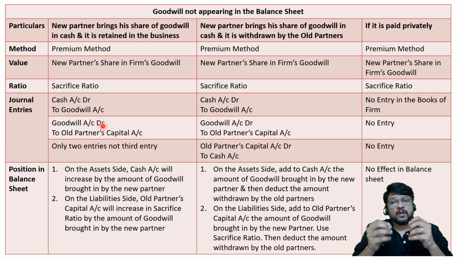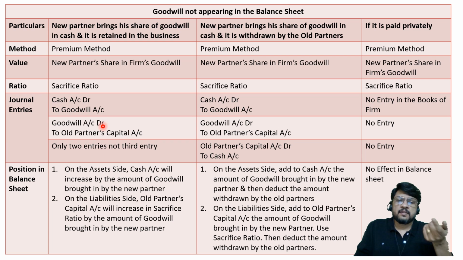If you are a good student of accountancy, you will understand, sir, ultimately goodwill account is getting cancelled, because the entry is cash account debit to goodwill account and goodwill account debit to old partners capital account. So goodwill account is credited, thereafter debited, that means goodwill account is cancelled. Yes, what you are saying is true. In reality, we are saying cash account debit to old partners capital account. That is the ultimate entry, combined entry.